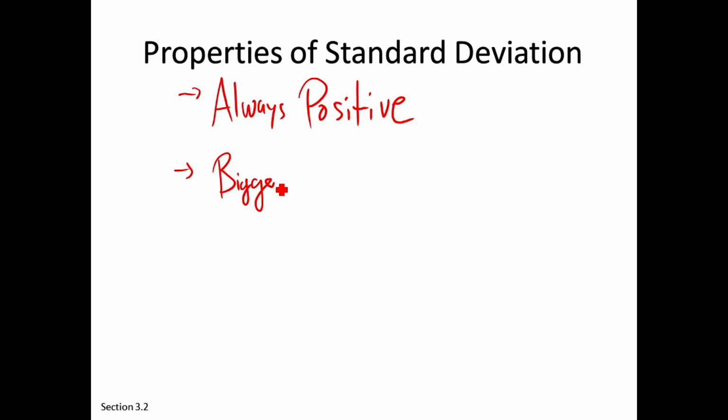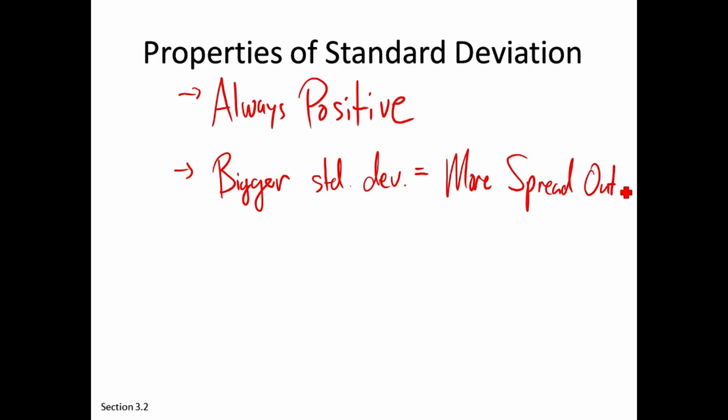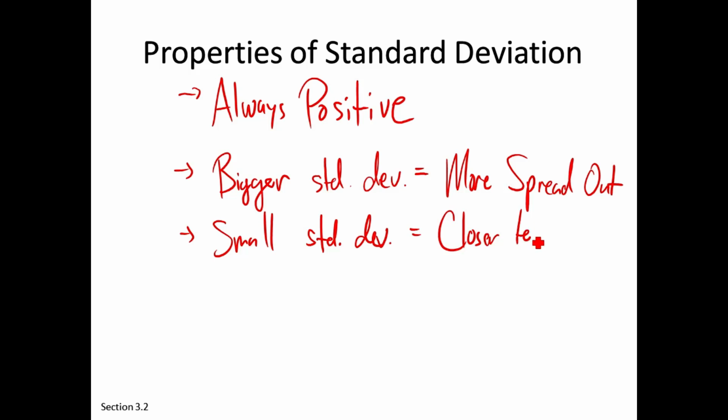The bigger it is, what does that mean? Bigger standard deviation means what? What does that say about your data if you have a larger standard deviation? All over the place? Yeah, it's more spread out. If you have a smaller standard deviation, you have tighter grouping. Yeah, it's compact. It's closer. Your data is closer to the mean.